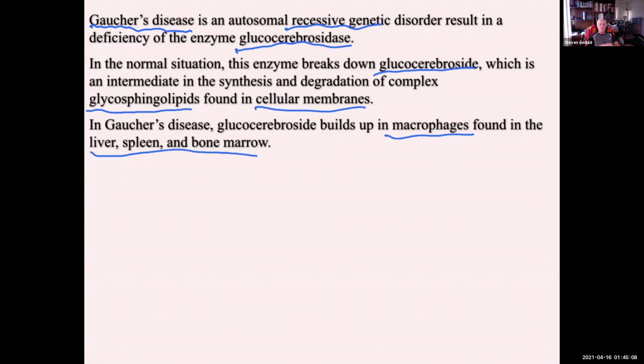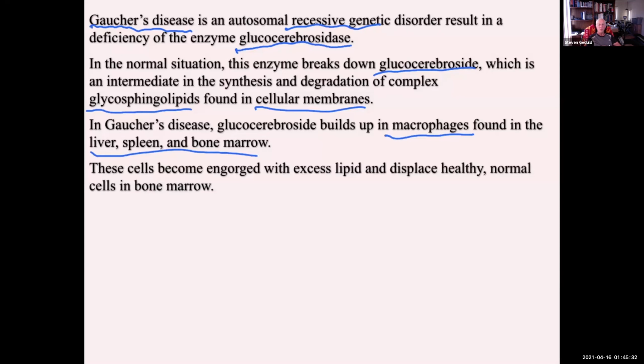So in Gaucher's disease, remember the glucocerebrosides are found in the cell membranes of macrophages, which destroy invading pathogens in the body. This glucocerebroside builds up because the enzyme to break it down is not functioning in the disease. These cells become engorged with excessive lipid and displace healthy normal cells in the bone marrow, just like the picture you showed before.